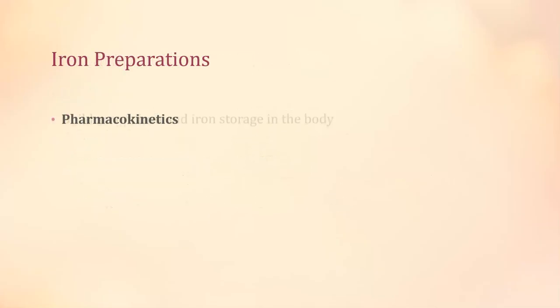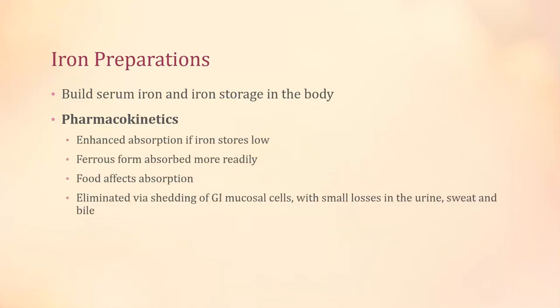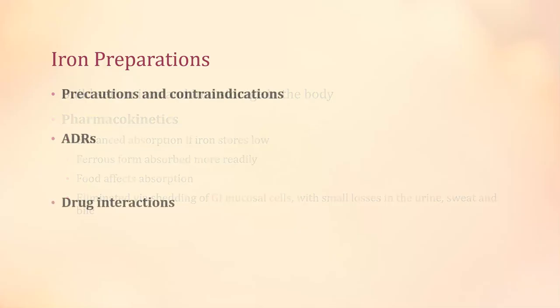We'll talk about iron preparations. Iron preparations build serum iron and iron storage in the body. Enhance absorption if iron stores are low. Ferrous form absorbs more readily. Food can affect absorption. It's eliminated via shedding of GI mucosal cells with small losses in the urine, sweat, and bile.